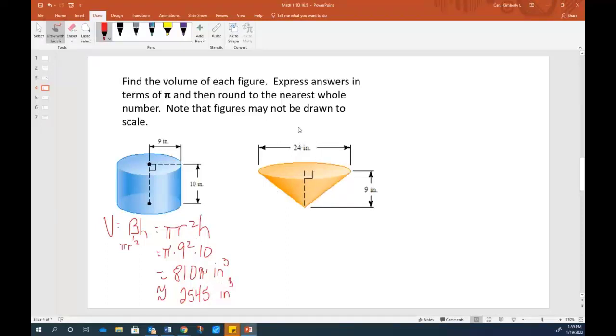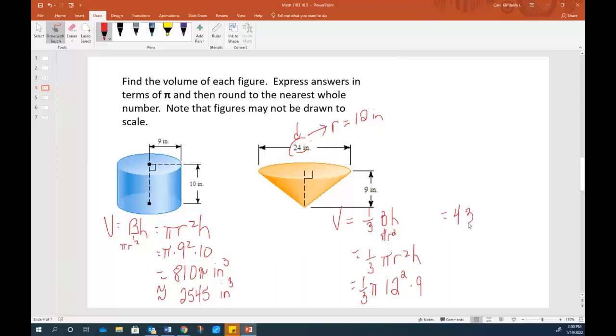The cone, first of all, is showing a diameter, but if that's the diameter, then the radius is half of that, so the radius is 12 inches. Now, volume of a cone is 1/3 the area of the base times the height. Again, the base is a circle. So we have pi r squared. So we have 1/3 times pi r squared h, which is 1/3 times pi. The radius is 12 squared, and the height is 9. So let me multiply that out. That comes out to 432 pi. So I'll just write that right here. And that's inches cubed.